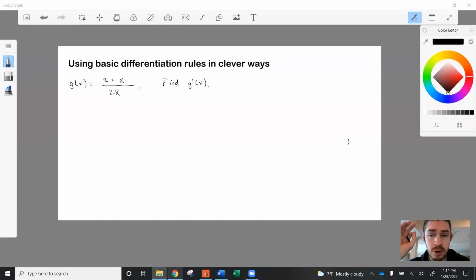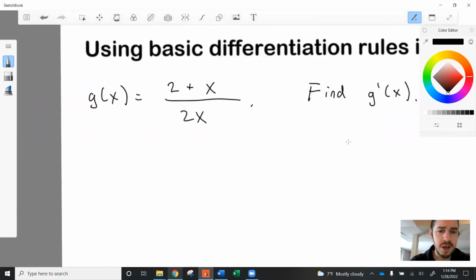Okay, before we move on to any more differentiation rules, let's take a look at another example. In this case, we're going to use the basic differentiation rules, just the power rule, constant multiple rule, the sum or difference rules, those things. But we're going to get clever, and we're going to use them to differentiate something which is not just a polynomial. Okay, so here's a function, a rational function, 2 plus x divided by 2 times x.